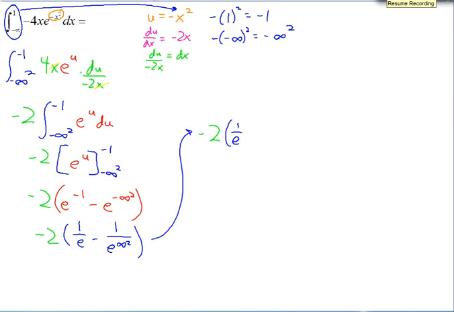Oops, and I just realized I accidentally left off the negative from right here. So there was a negative there. That makes this a positive 2. Negative 4 divided by negative 2. So these are all positive 2s. Sorry about that.